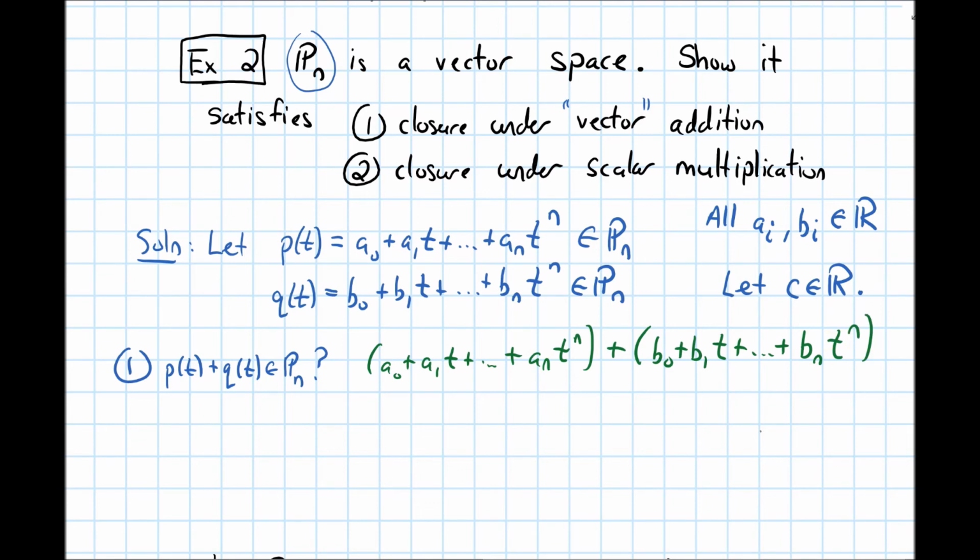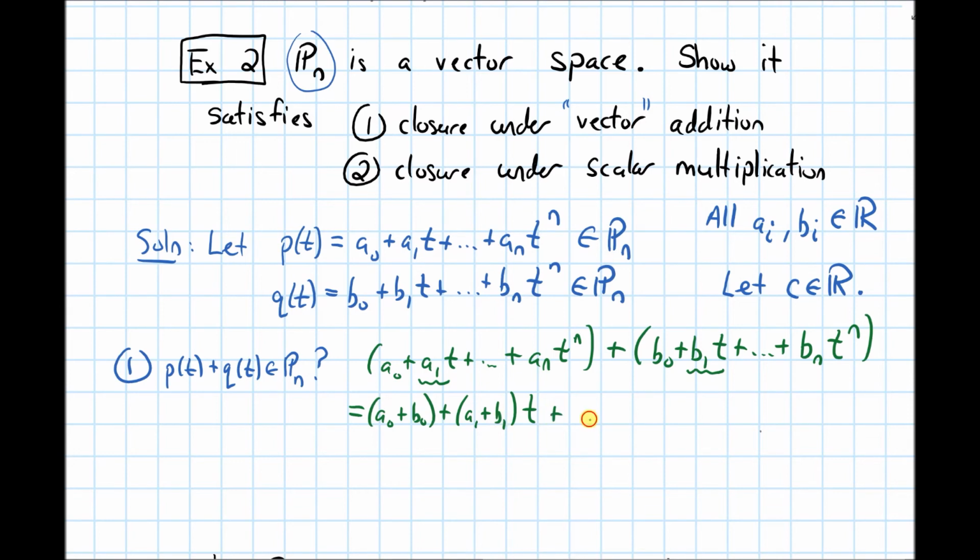And if we add these together, I can group like terms together. So let's put the a naught plus the b naught together. Those are the constant terms. And then let's group the terms that have a t. So if we factor out the t, we're left with an a1 plus b1 in the front.